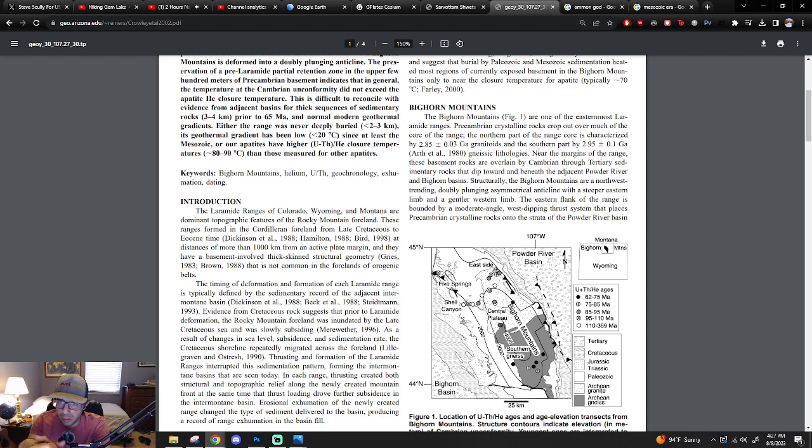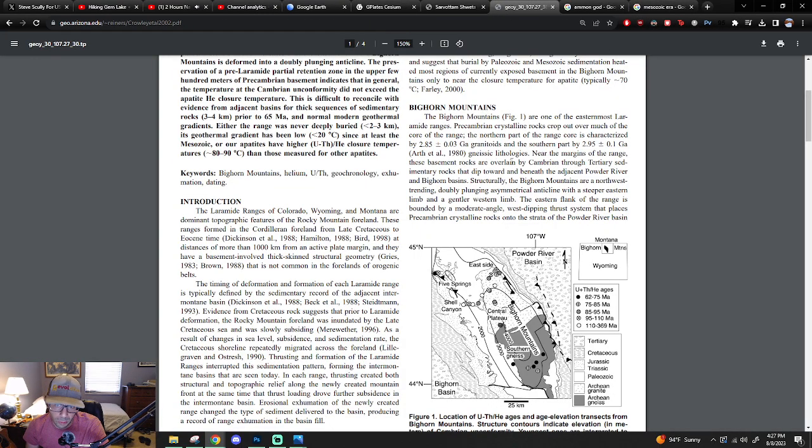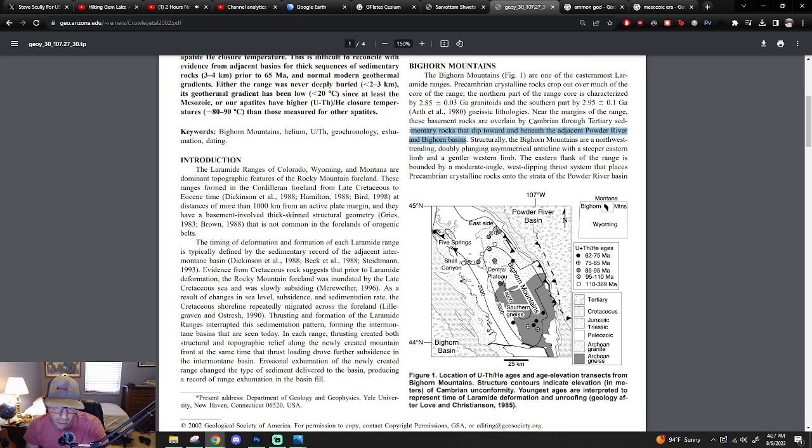Near the margins of the range, basement rocks are overlain by Cambrian through Tertiary sedimentary rocks that dip down, which Tertiary I believe is like 66 million to present, to 2.6. So overlain by Cambrian, so basically since Cambrian is when the earth started to expand, through when it basically stopped. So then there's all these deposits of sedimentary rocks that dip toward and beneath the adjacent Powder River and Bighorn basins. Where's Powder River to the east and west? Bighorn Basin, Powder River. Oh, I got some dates here.